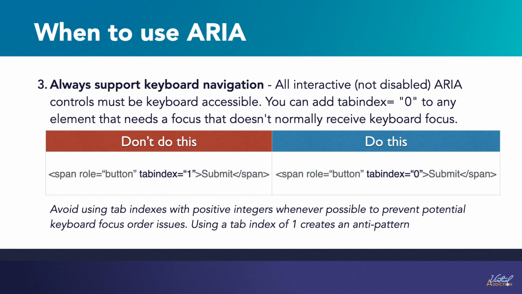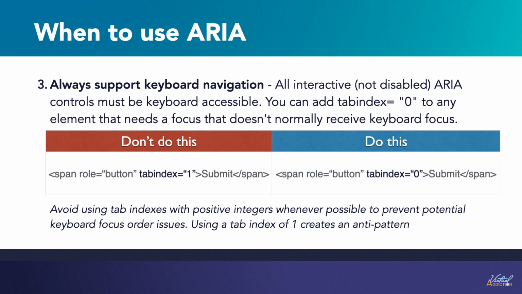You always need to add keyboard support. All interactive and not disabled ARIA controls must be keyboard accessible. You can add a tab index of 0 to any element that needs a focus that doesn't normally receive keyboard focus. An example of this would be using a span element with a role of button. By default, it's not going to take on any sort of focus. So what we would want to use is we would want to add a tab index, and instead of setting it to 1, we'd want to set it to 0.